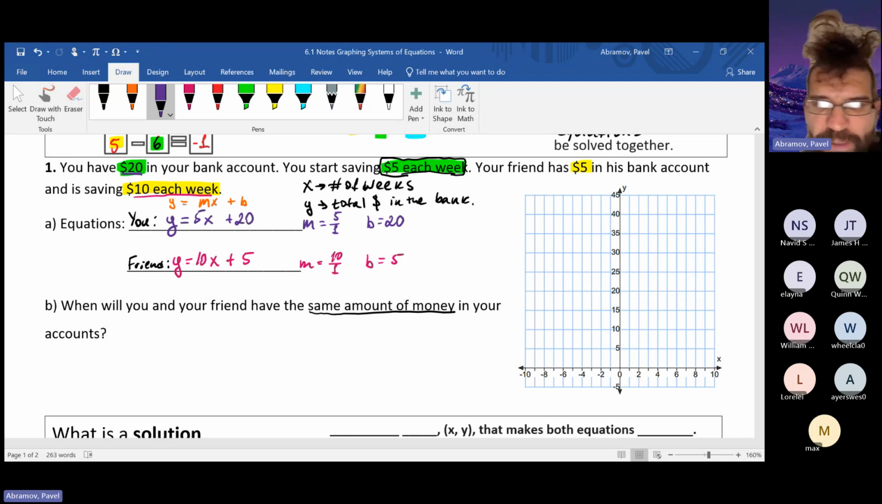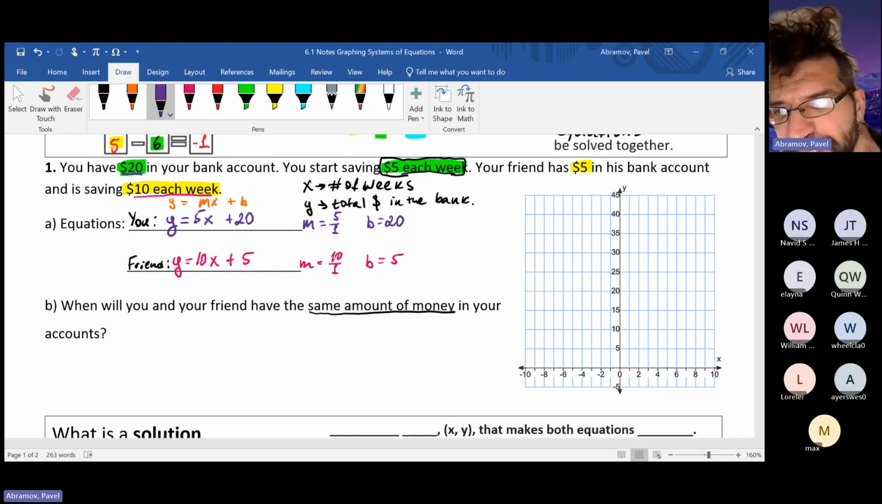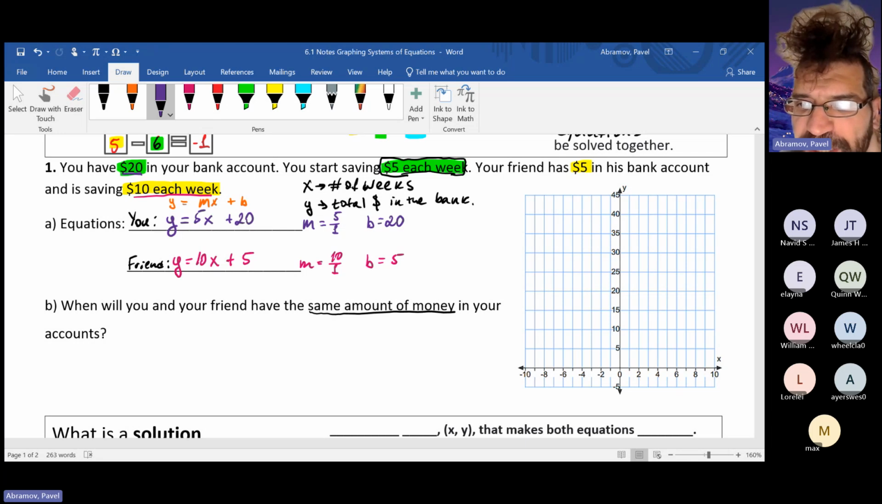So let's graph these equations. We have the graph on the right side. Be careful, notice that on the y-axis, we go by 5, and on the x-axis, we really go by 1. So we have 0, then 1, 2, then 3, 4, 5, 6, 7, and so on.